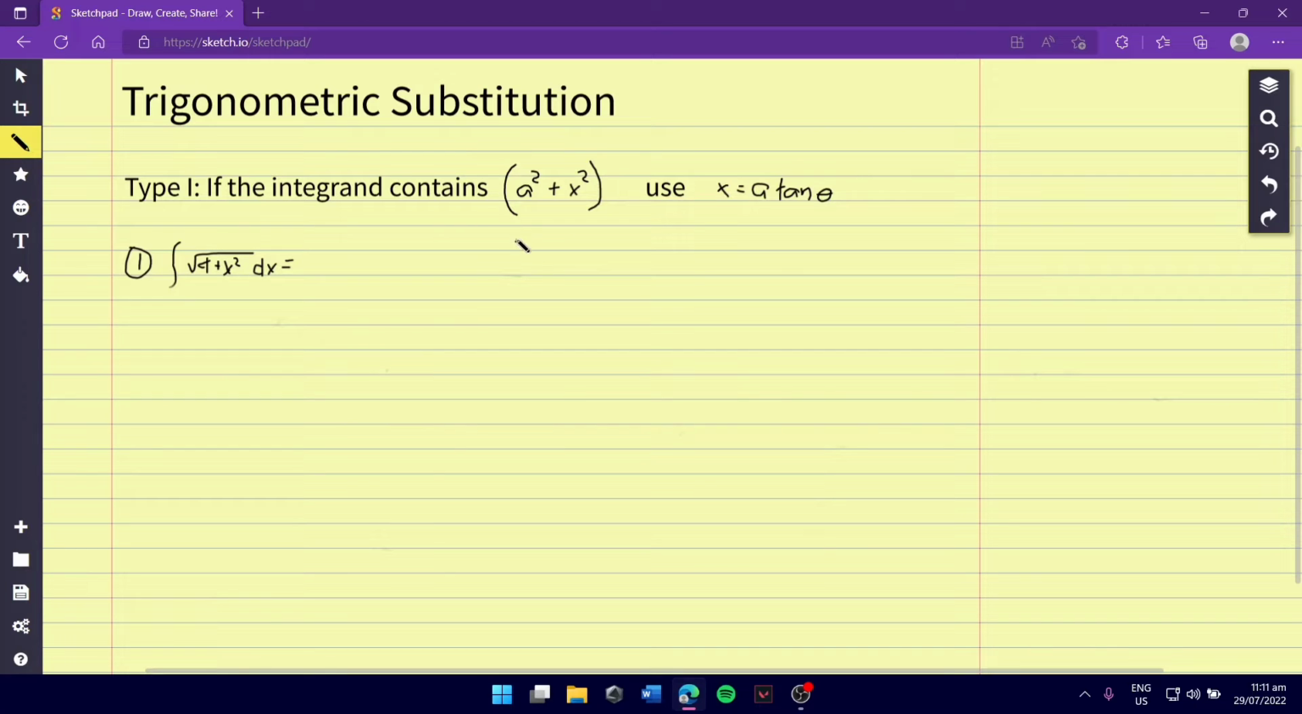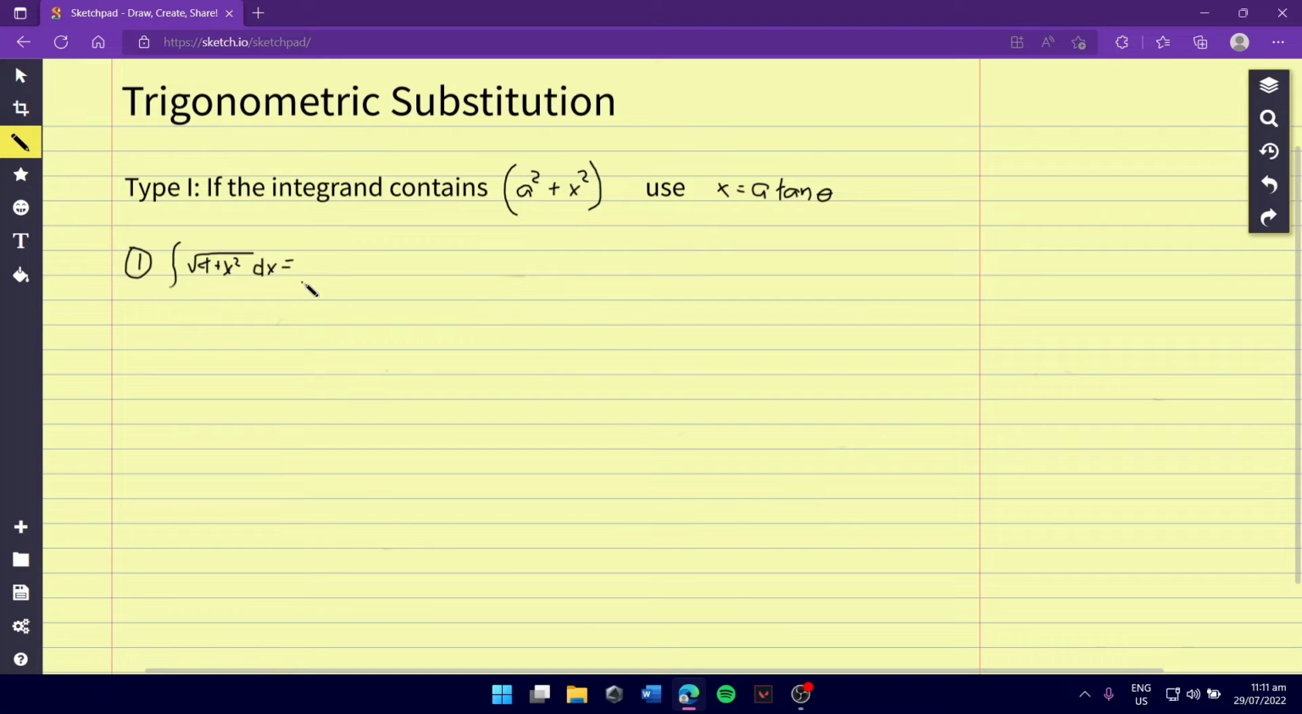So for our next topic, we have trigonometric substitution. In trigonometric substitution, we have 3 types. This is type 1: if the integrand contains a squared plus x squared, we will use x equals a tangent of theta. So in our first example, we have the integral of the square root of 4 plus x squared times dx.